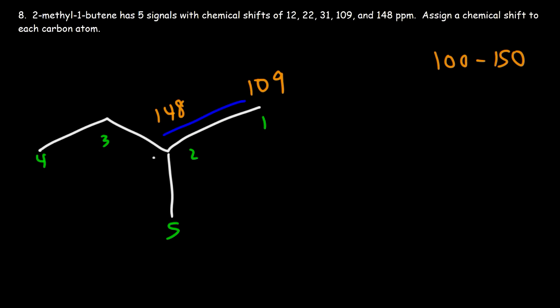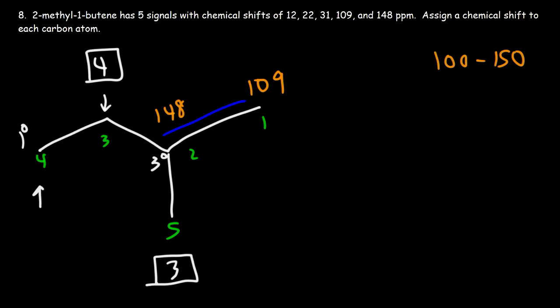Carbon 5 is adjacent to a tertiary carbon, so that gives it a score value of 3. Carbon 3 is between a tertiary and a primary, so that gives it a score of 4. And carbon 4 is next to a secondary carbon, giving it a score of 2. So carbon 3 is going to have the highest of the 3 remaining chemical shifts, which is going to be 31.